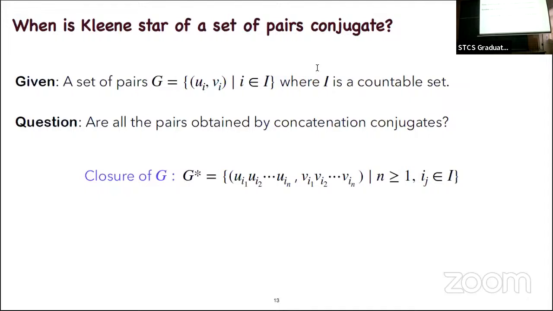Okay, so now this is the problem. I am given a set of pairs G. It's just like a very simple automaton, just one state, several loops. Given a set of pairs G, u_i, v_i, where i is a counter, consider all the pairs obtained by concatenation.